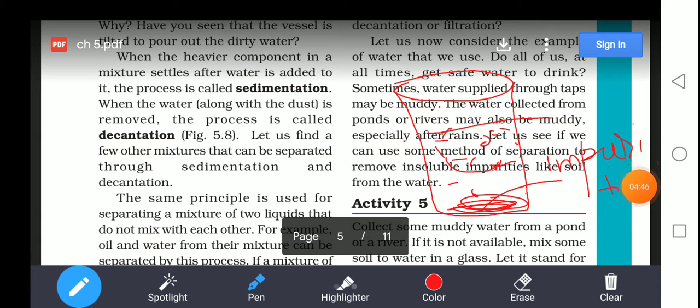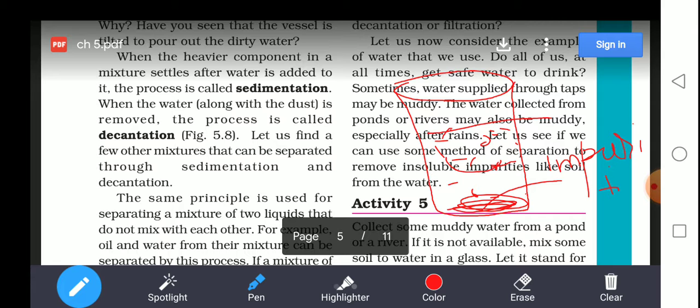Impurities. This is impurities. So what happened? This process is called sedimentation. What is sedimentation? When you add water to pulses or rice, what happens? Some heavier particles will settle at the bottom part. That is called sedimentation.